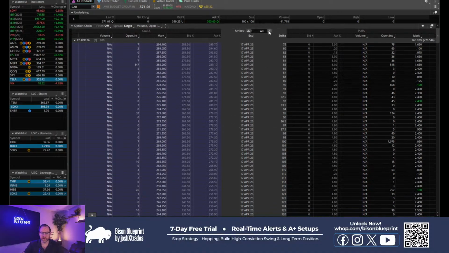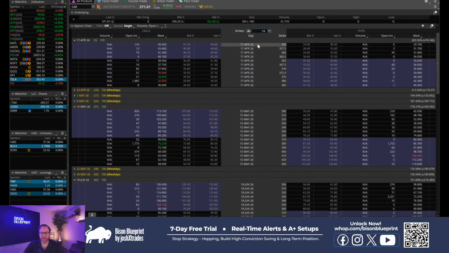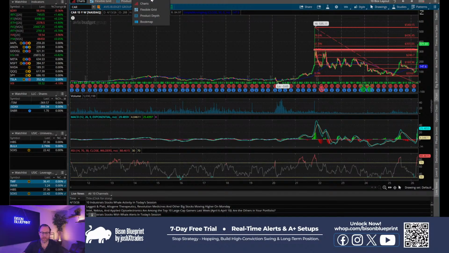So even for a 3-day at the money put, you're looking at $30. So you're looking at $3,000 a contract. So pretty insane there. So just want to be careful with that. And that's only 3 days to expiration. So just crazy stuff there.